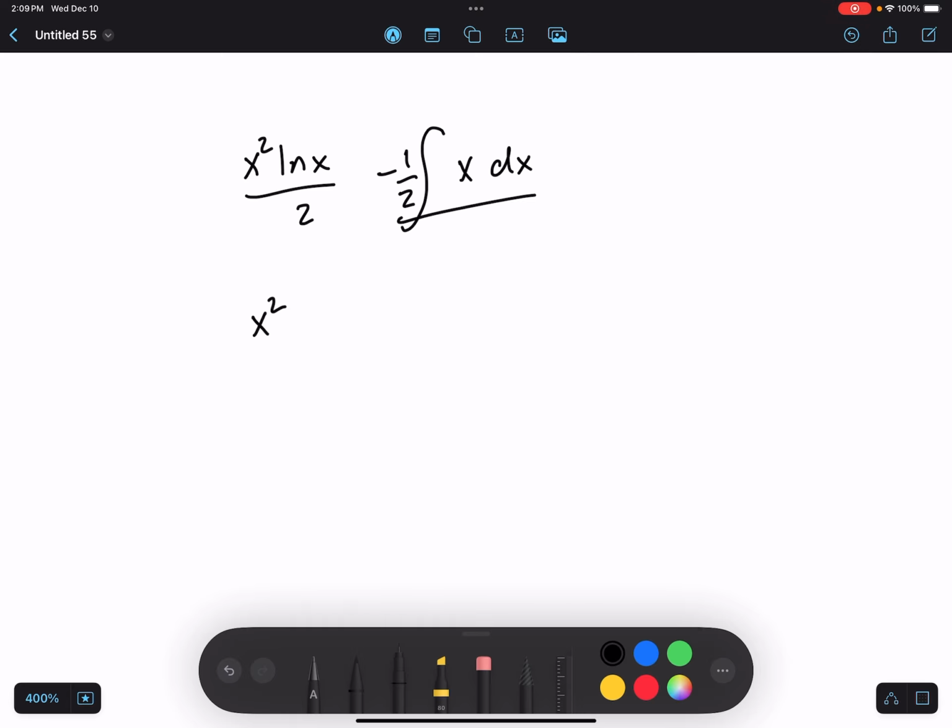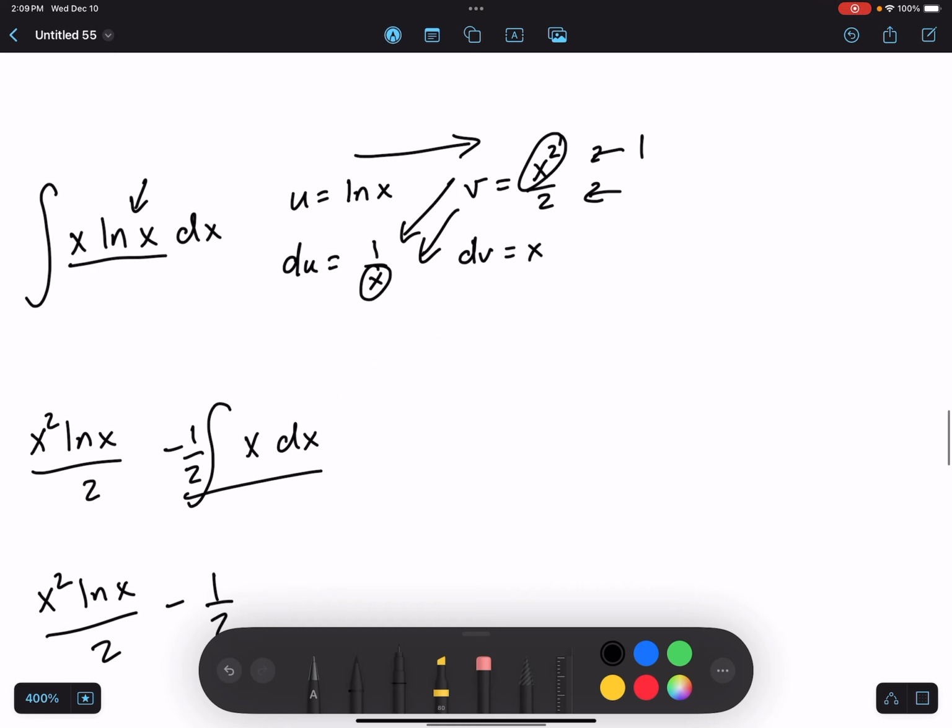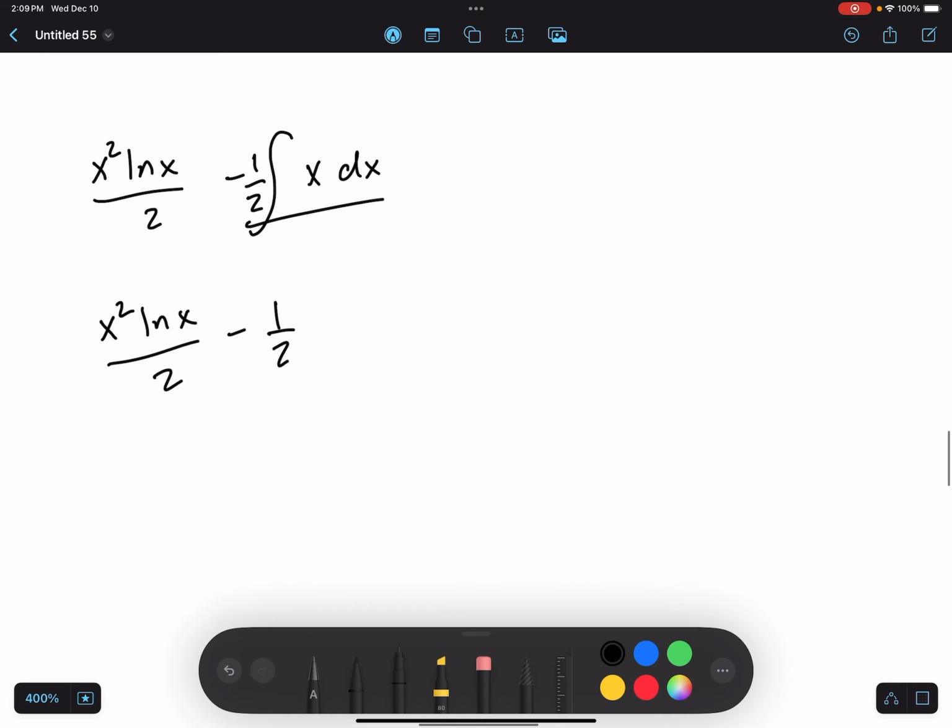We are left with x squared ln x over 2 minus 1/2. Of course, the integral of x we've already done once. Here it is simply x squared over 2. And because this is an indefinite integral, we have to add a constant at the end.